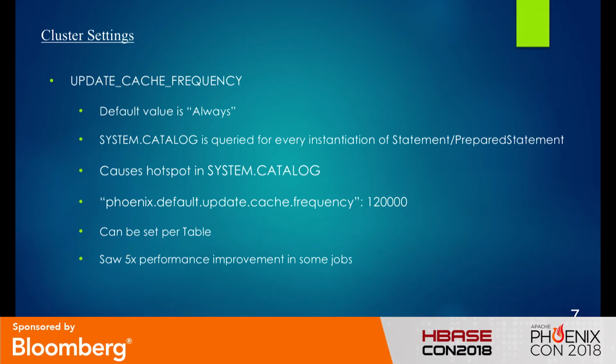Once we changed the setting from always to 120 seconds, basically we told Phoenix to cache the metadata on the client side and only refresh it every 2 minutes. Once we did that, we saw a 5x performance improvement in some of our jobs.